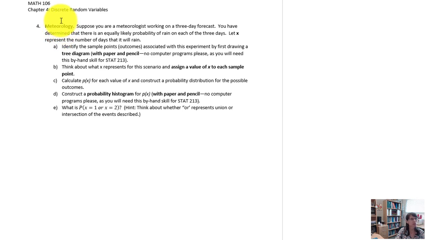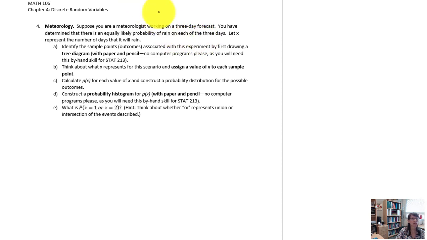In our next example of a discrete random variable, we're going to look to an example in meteorology. Suppose you are a meteorologist working on a 3-day forecast. You have determined that there is an equally likely probability of rain on each of the 3 days. Let x represent the number of days it will rain.